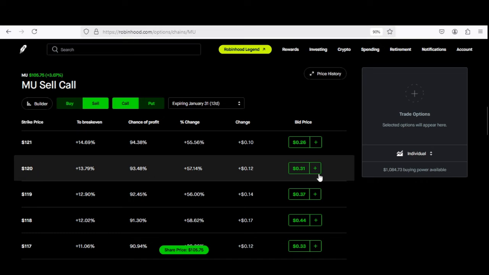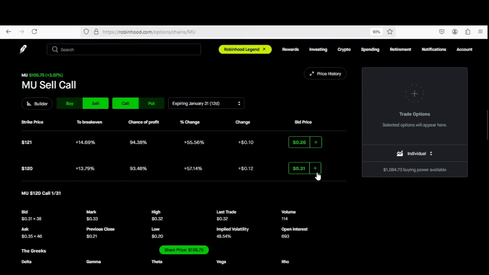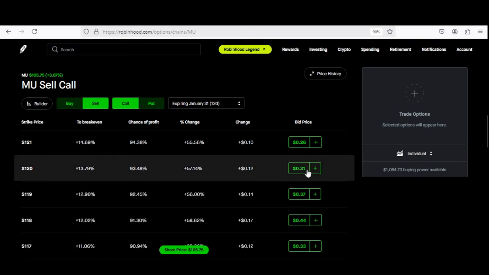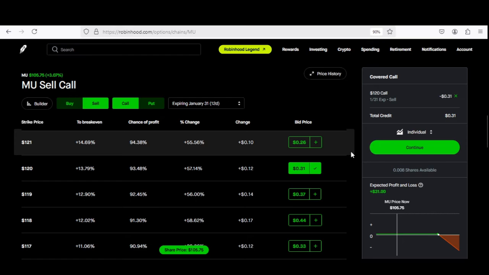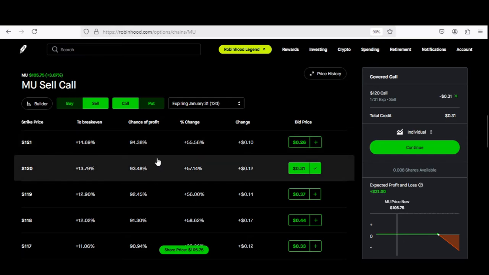And once again, we're going to be receiving some kind of money. This time it's going to be 31 cents, or $31. So the reason why I chose a chance of profitability at the 93 percentile is because I own a LEAPS option. With the LEAPS option, the whole point of acquiring a LEAPS option is that you're of the mindset that this stock is going to keep increasing in value.